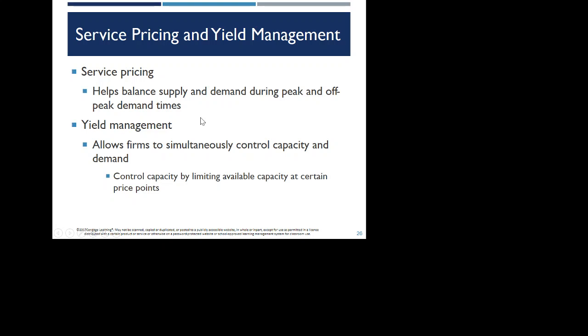Just a little bit more here about service pricing. You can have different prices at different times of day or different times of year to smooth out demand. The utilities do this, absolutely. Some other places as well.